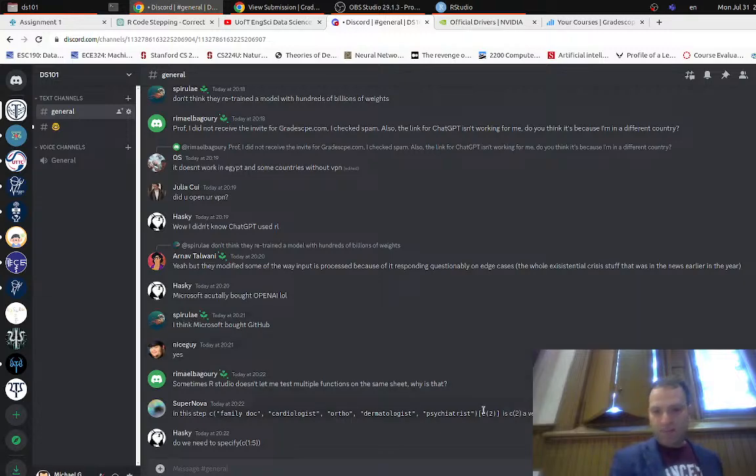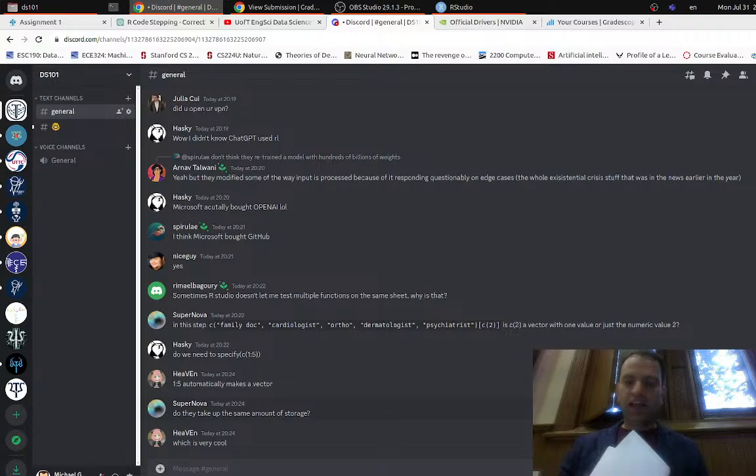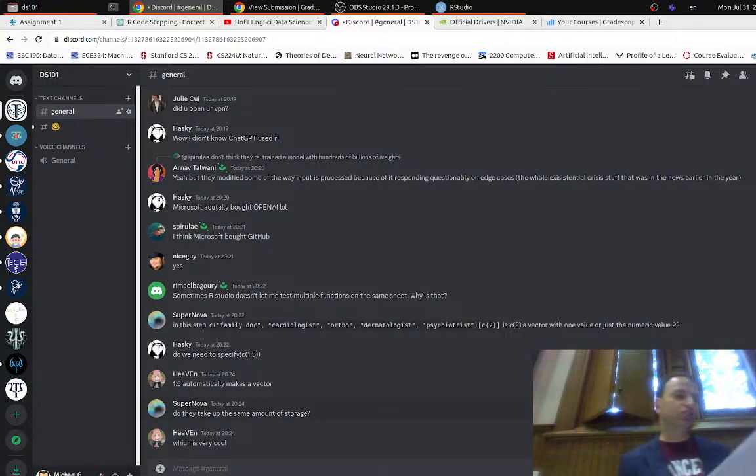So in this step, is C2 a vector with one value, or is it just the numeric value 2? Those are the same things. In R, you don't have numeric values of 2, you just have vectors of size 1 whose first value is 2. So there's no such thing as numeric 2. If it's a variable, it's a vector of size 1.